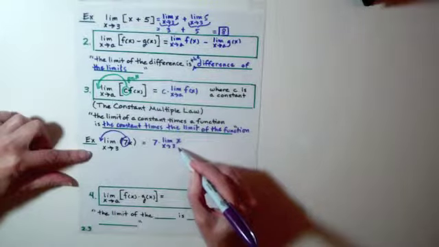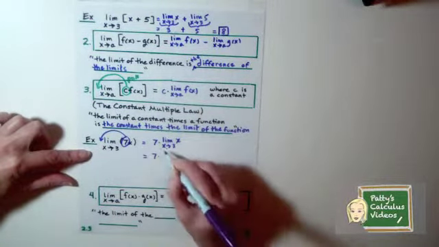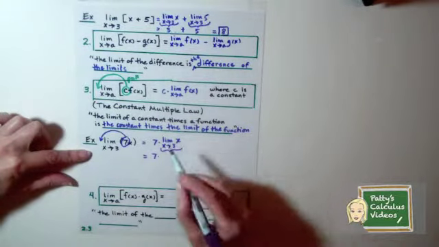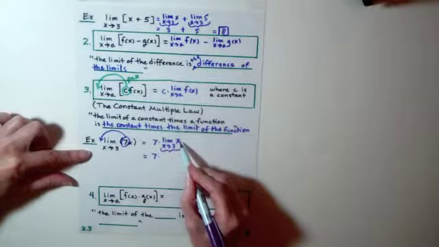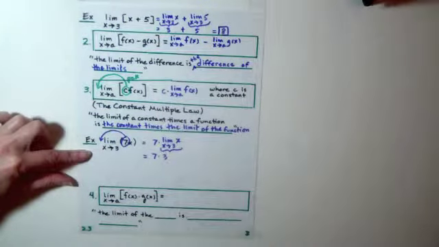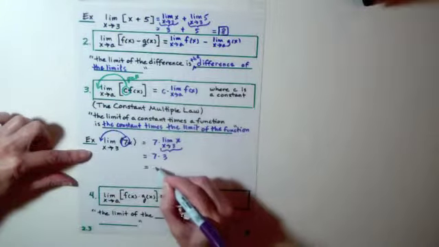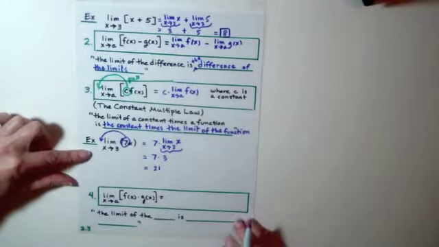It's the obvious limit again. It's one of our building block limits. And so this would be the same as 7 times the limit as x approaches 3 of x, which is just going to be equal to the number 3. That was our obvious limit. And so the answer to our original problem would be 7 times 3, or 21.